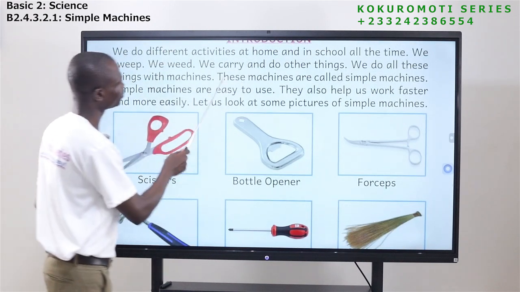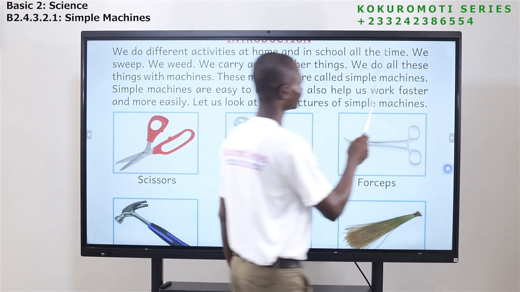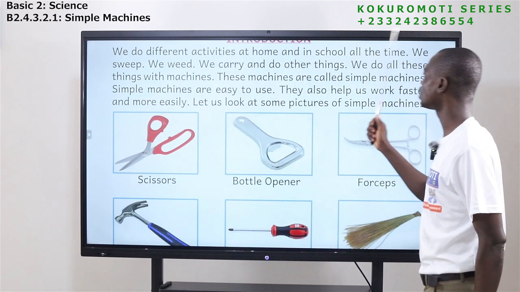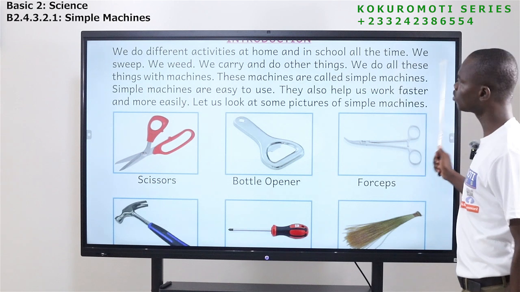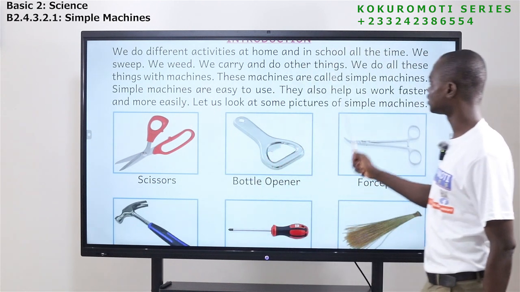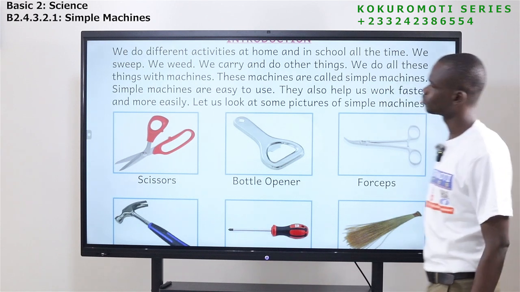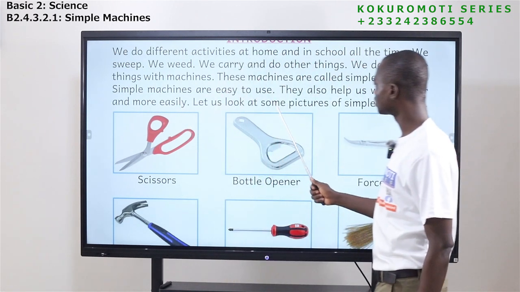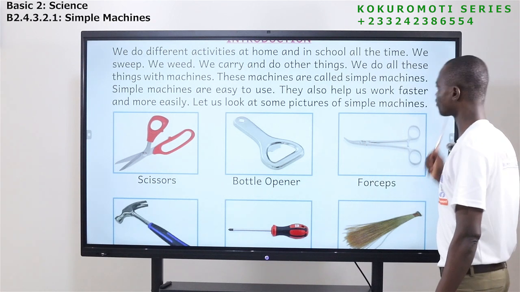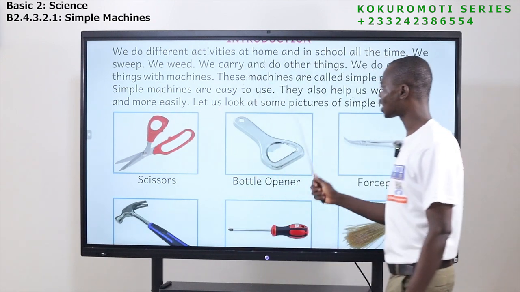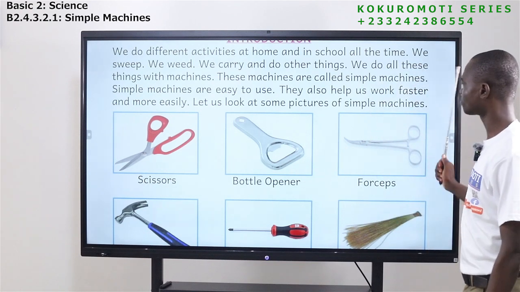We do different activities at home and in school all the time. We sweep, we weed, we carry and do other things. We do all these things with machines. These machines are called simple machines. Simple machines are easy to use. They also help us work faster and more easily. Let us look at some pictures of simple machines.